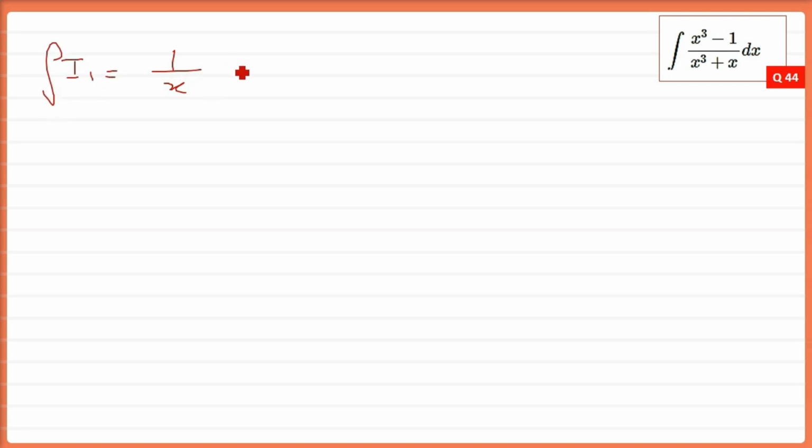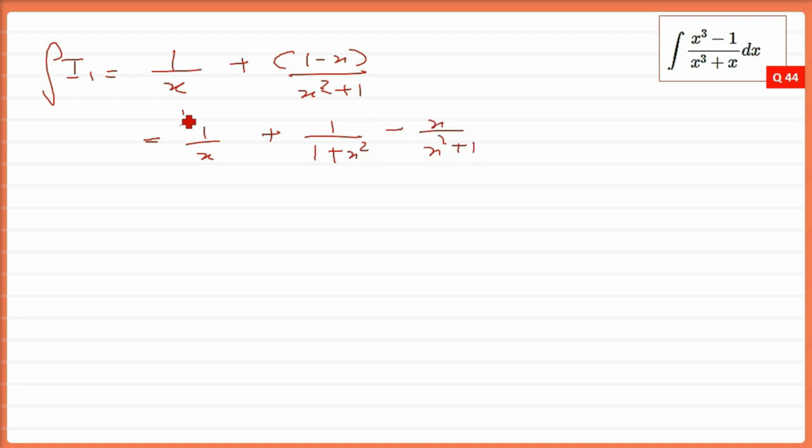So integration of 1 by x, because we have transformed this integration, the second part, into this one: 1 divided by x plus (1 minus x) by (x square plus 1). You can just divide this and separate these two terms, 1 by (x square plus 1) and negative x by (x square plus 1). We are going to integrate them separately, and we have done it quite a number of times, so you are well aware of that. 1 by x is directly log modulus of x.